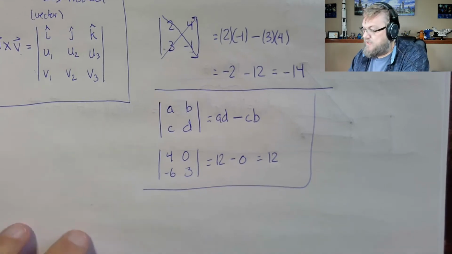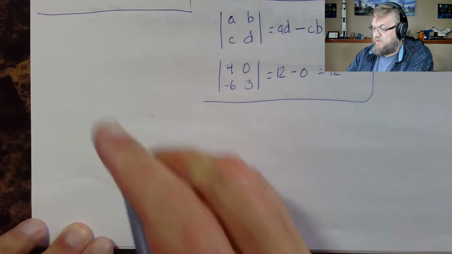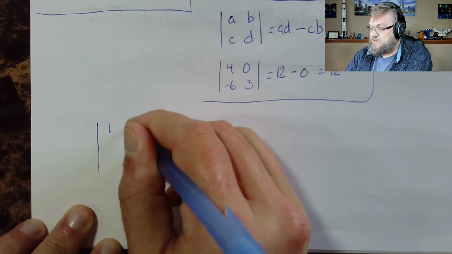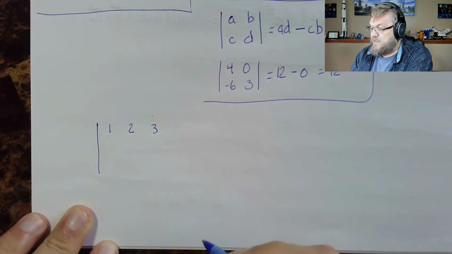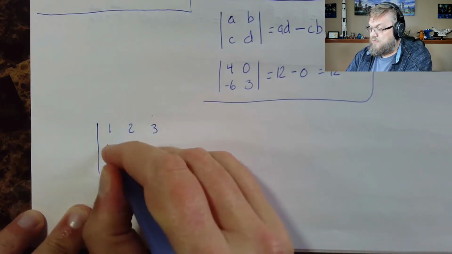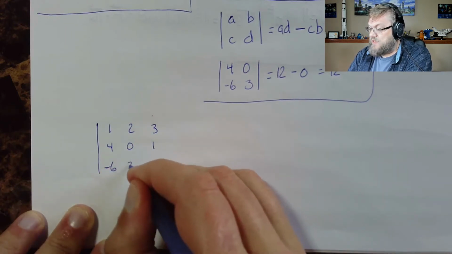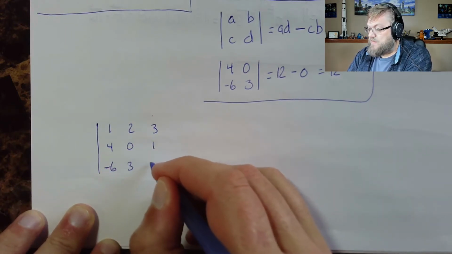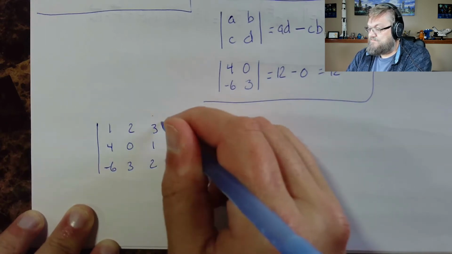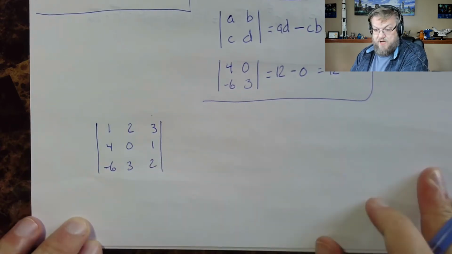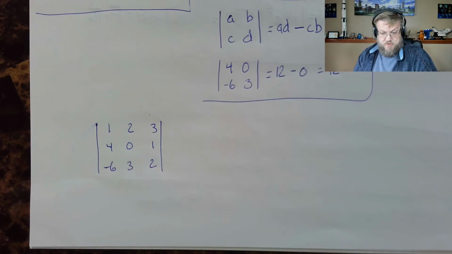So let me show you what I got going on here. Suppose I want to figure out 1, 2, 3, then 4, 0, 1, then negative 6, 3, and 2. Okay? And I want to calculate this 3 by 3 determinant.